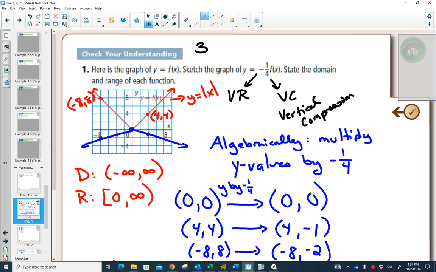On my blue graph, the domain is still everything. And the range is now from no smallest value, because the arrows go down forever, so start at negative infinity, but it goes up to and includes 0.